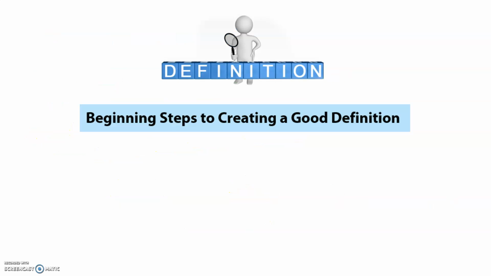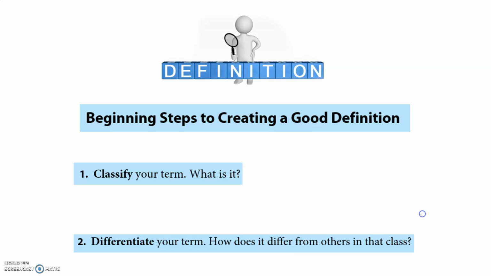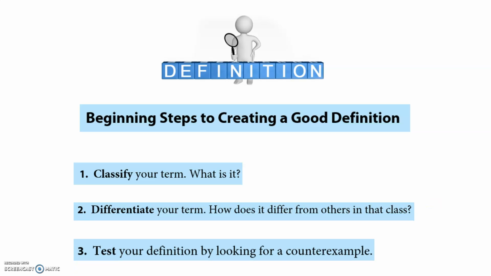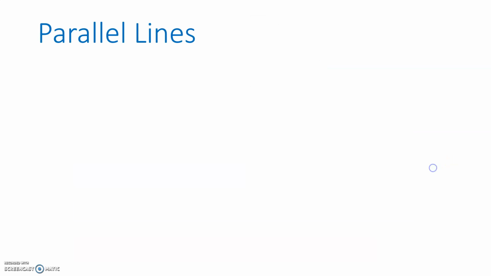So the steps to create a good definition: classify your term, put it in a category; differentiate your term, how is it different from everything else in that class; and then test your definition by looking for a counterexample. So today you're going to be coming up with some definitions of your own, and in that process you should be following these 3 steps. Before we start that, I'll give you some definitions.